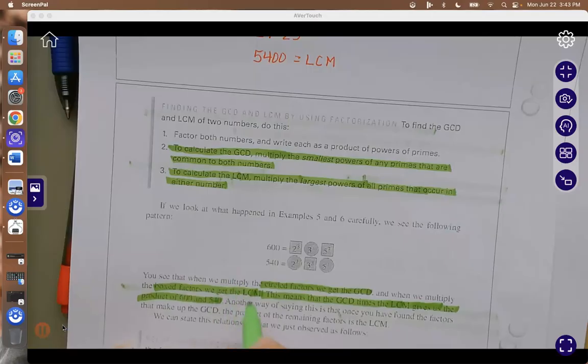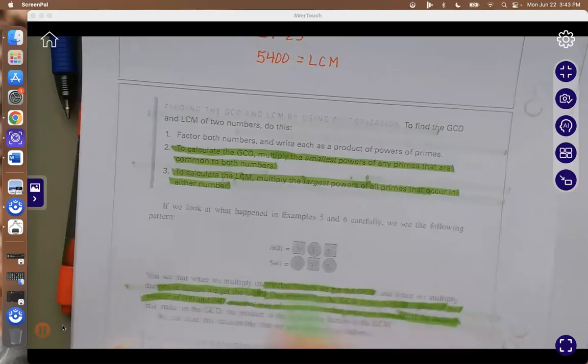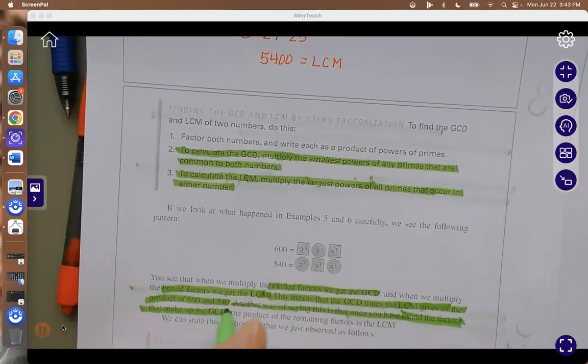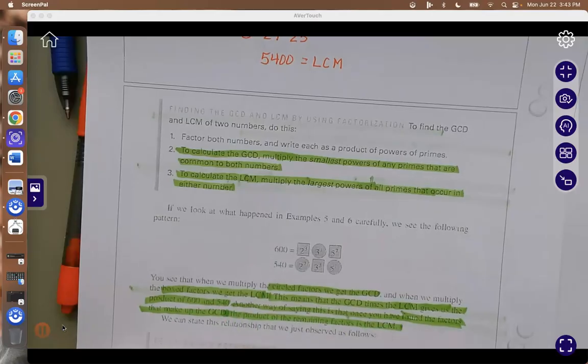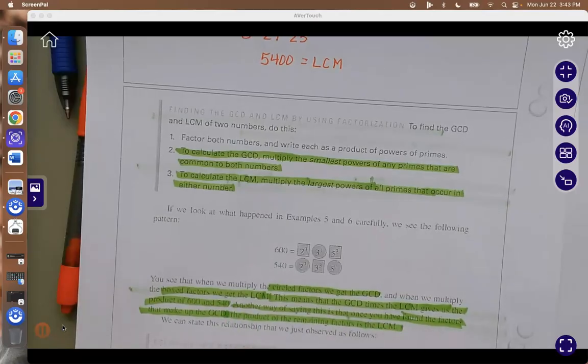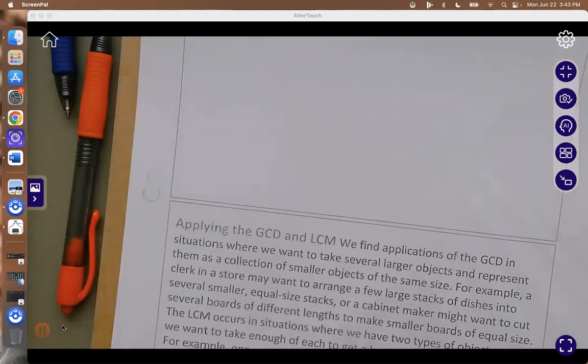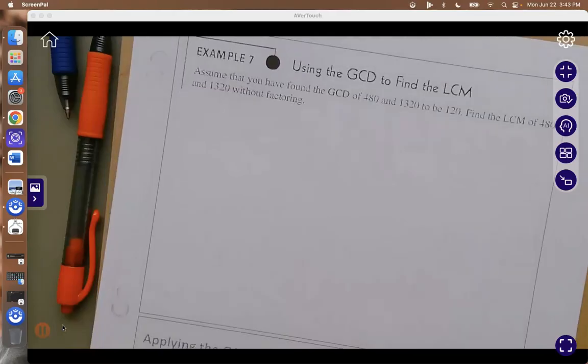So another way to say this is, once you have found the factors that make up the GCD, the product of the remaining factors is the LCM. Okay? All right. So here we go.